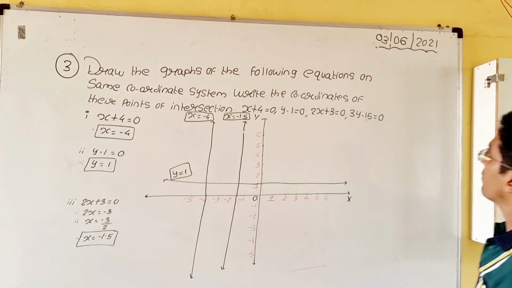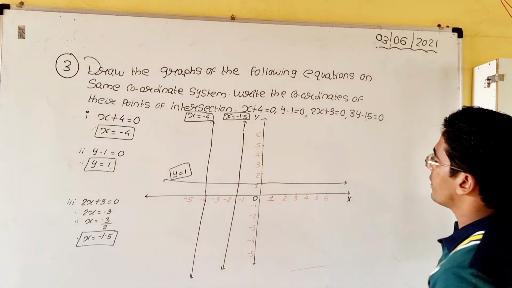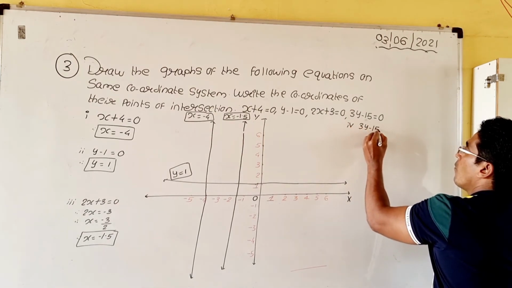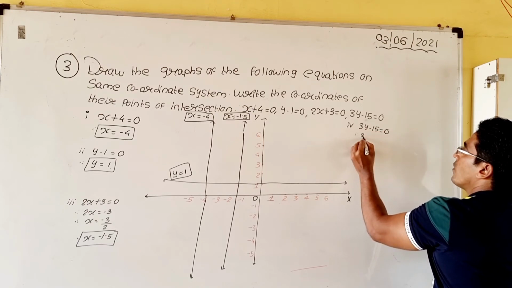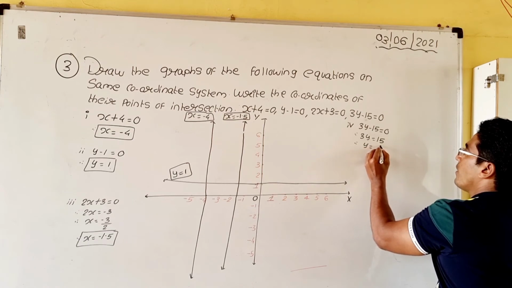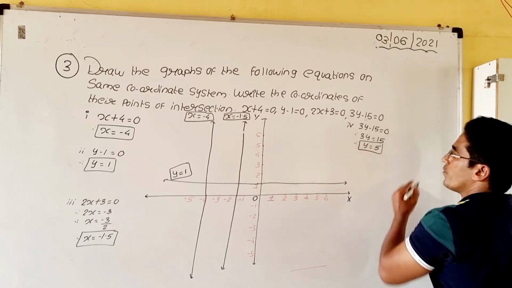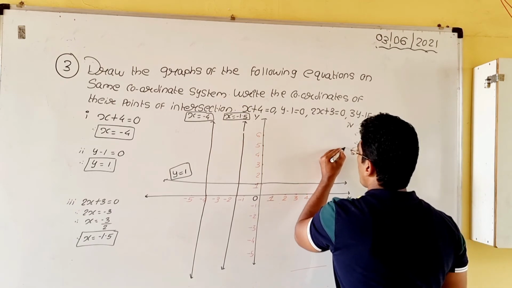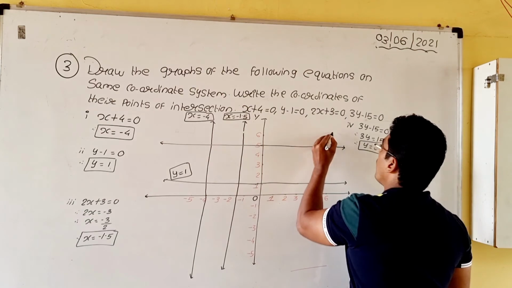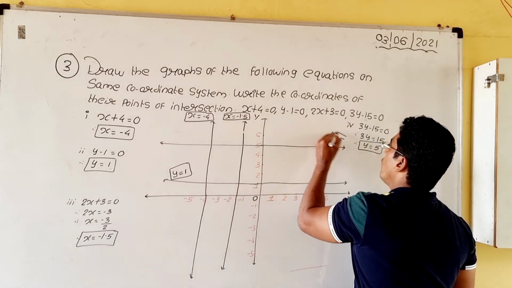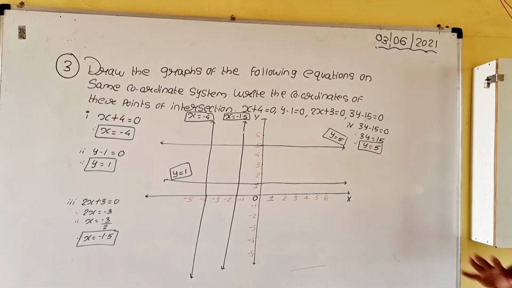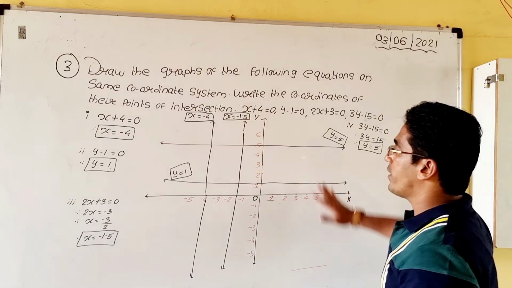Now let's see the last equation. 3y minus 15 is equal to 0. Therefore, 3y is equal to 15. y is equal to 15 upon 3, that is 5. y is equal to 5. So what we have done, we have drawn the graphs of the given equations on the same coordinate system.